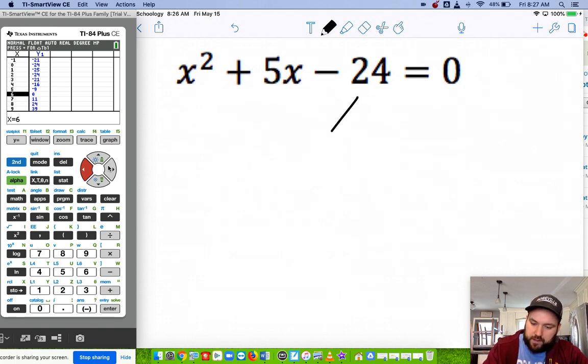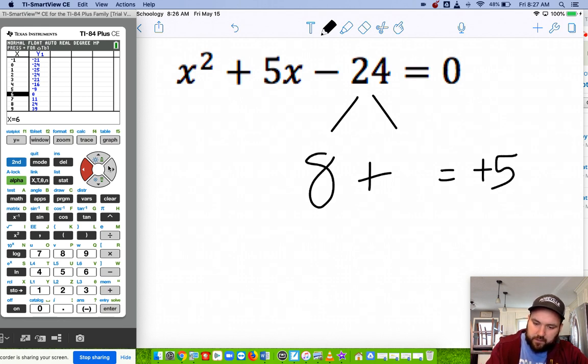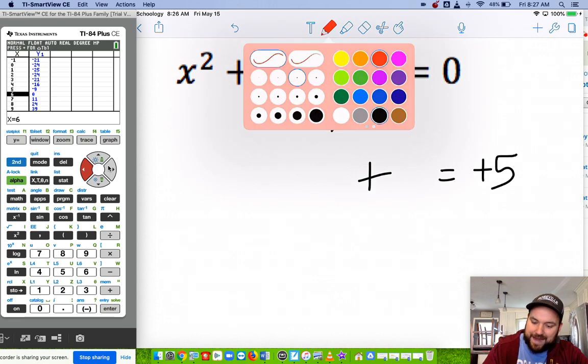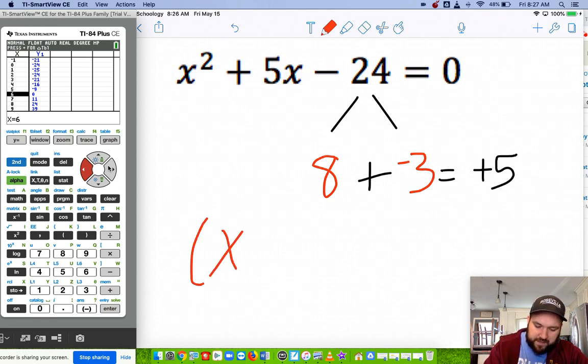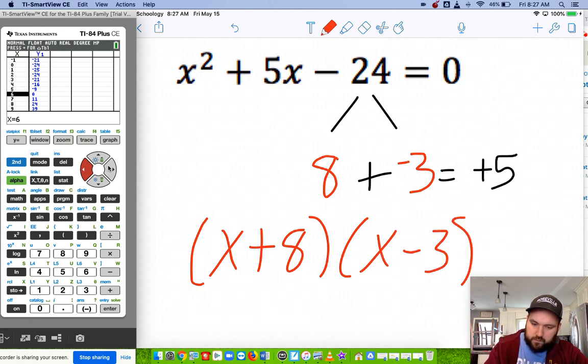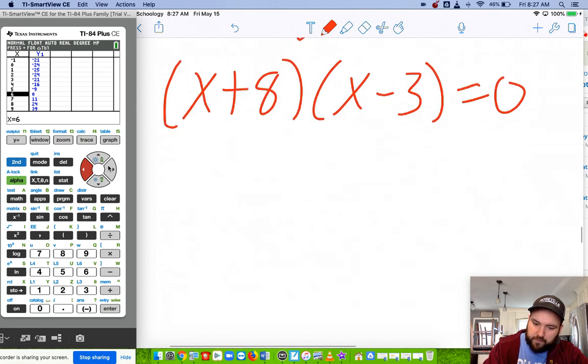Okay, so again, we're using negative 24, but it has to add to positive 5. So I'm going to do 8. I'm going to do a different color. I'm going to multiply 8 and 3. I know that's 24, but 8 and 3 make 11. But if I make the 3 negative, then I'm good. So that means x plus 8 times x minus 3 is going to give the factored form of that equation.